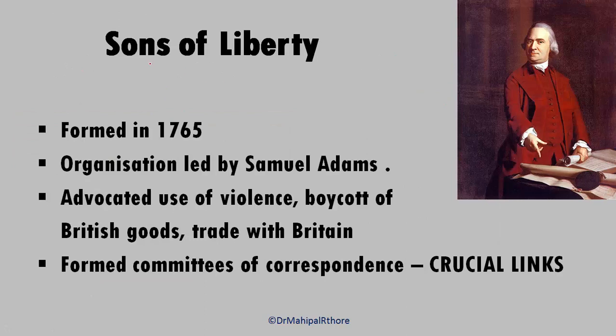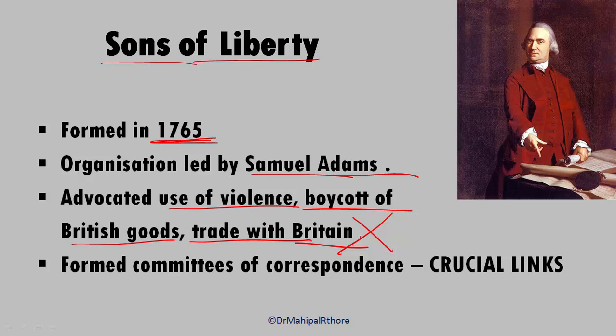Around the same time, an organization was formed. It was called the Sons of Liberty, in 1765. It was led by Samuel Adams. He advocated use of violence. He advocated boycott of British goods, and he said that trade with Britain should be stopped. So he was a very radical thinker. He said that to stop the British Empire, we have to use violence, we have to beat them up, we have to fight against them.